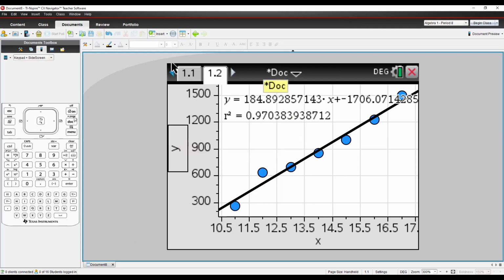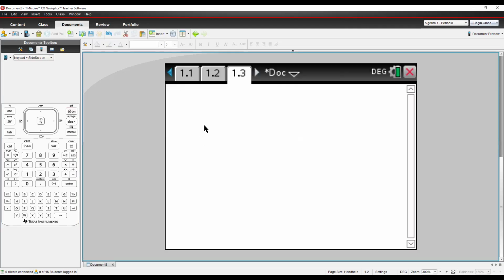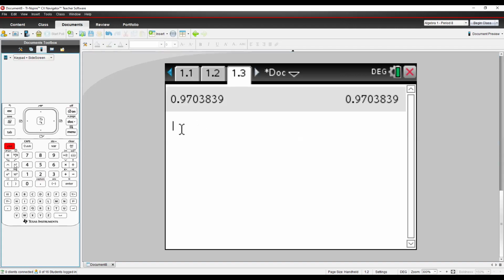So I am going to go here, and I'm going to enter that number. It was 0.9703839. Press enter. So that's the number, and I'm going to take the square root of that number. So I'm just going to go up and copy it. Boom, and then I just press enter.